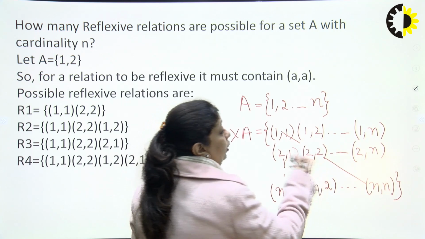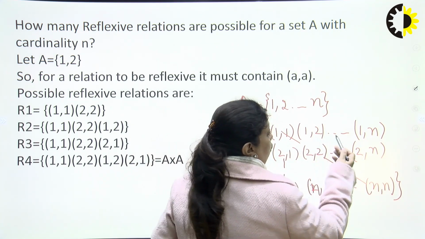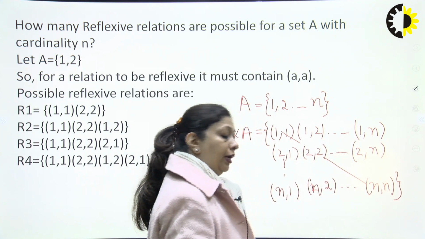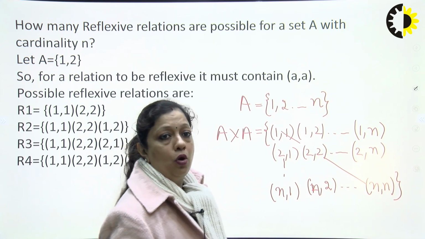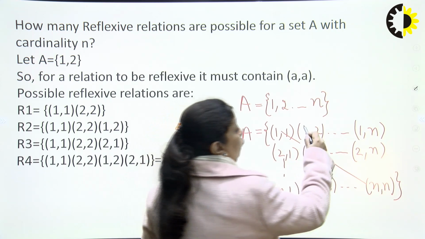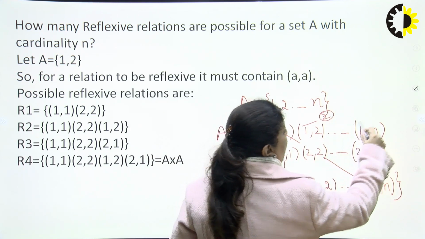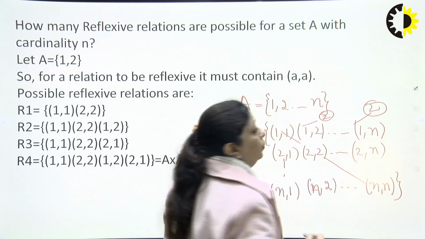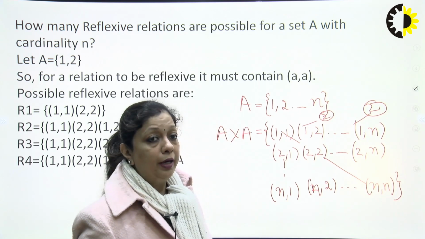But what about the remaining elements? 1, 2, 1, 3. Now, I may include these elements in my relation, or I may not include these elements in my relation. So, for all these remaining elements, I have two choices. I might include them in my relation, or I might miss them.